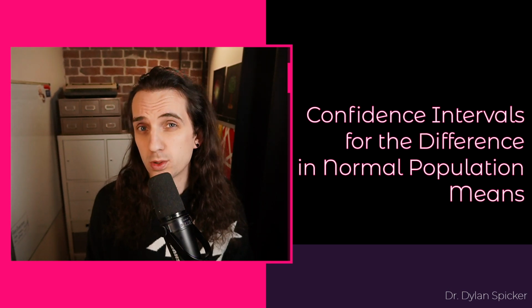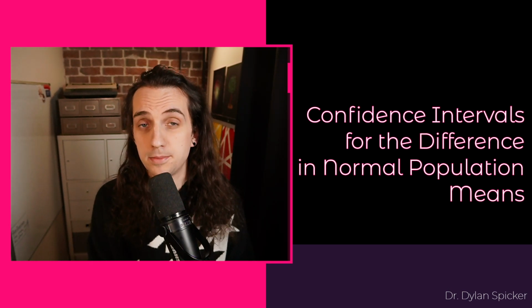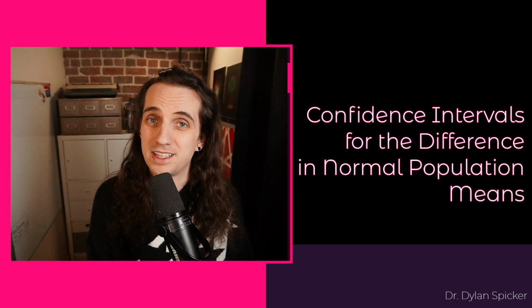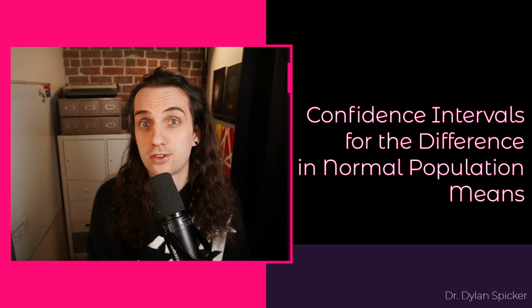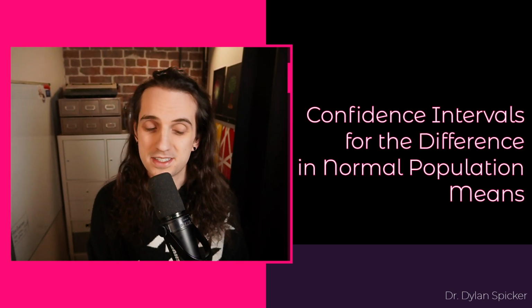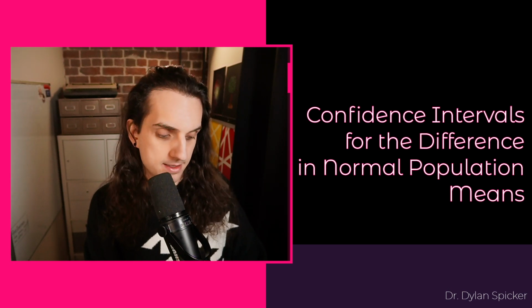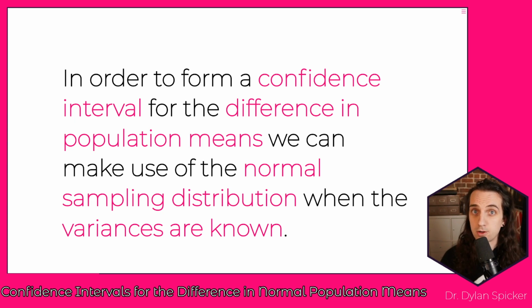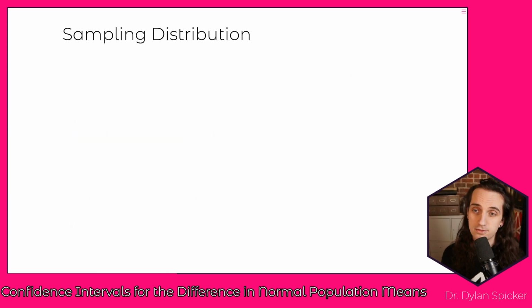In this setup, we're going to be able to use the normal sampling distribution that they're going to ultimately have, as well as Z-based confidence intervals, in order to work out a confidence interval for the differences in these means. So if we wanted to form confidence intervals for the difference in population means, we can make use of our normal sampling distributions as long as we know the values of those variances. If we don't know the values of those variances, we're going to have to turn towards t-based intervals.